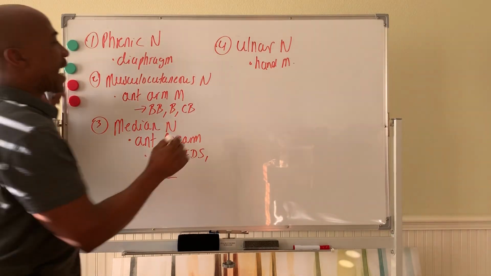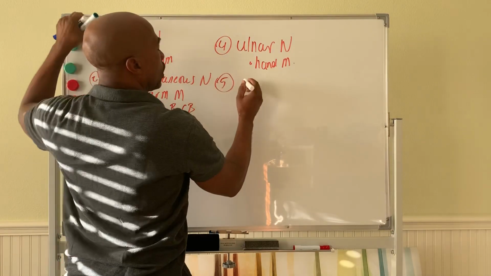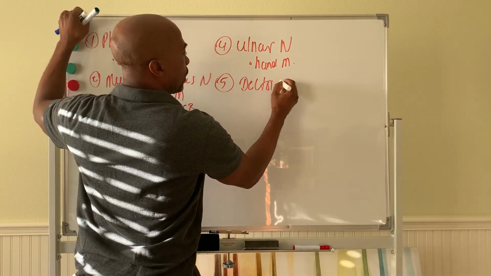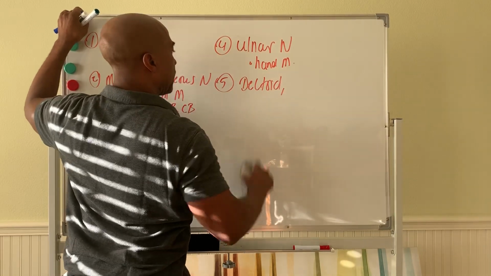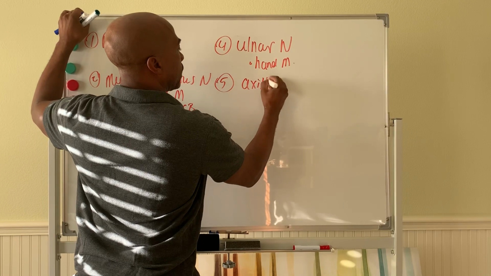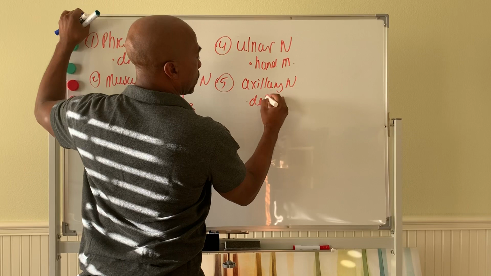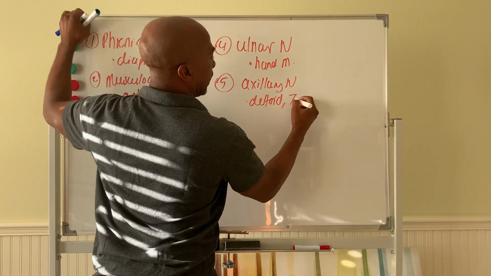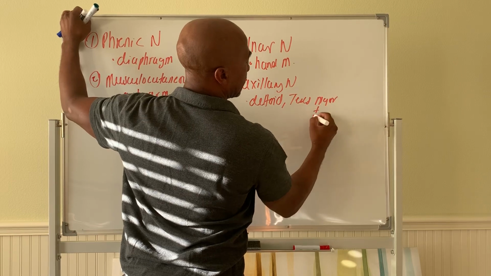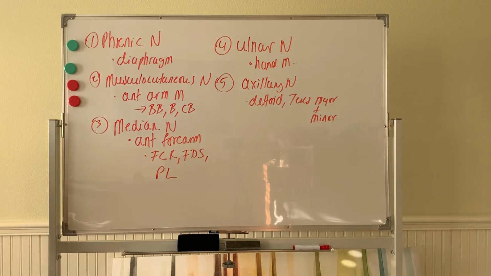Then we're going to do your axillary nerve. Around here is the axillary nerve, controls your deltoid muscle. Sorry, I'm going to name the nerve first. Your axillary nerve controls your deltoid muscle and your teres major and teres minor muscles, controlled by the axillary nerve.